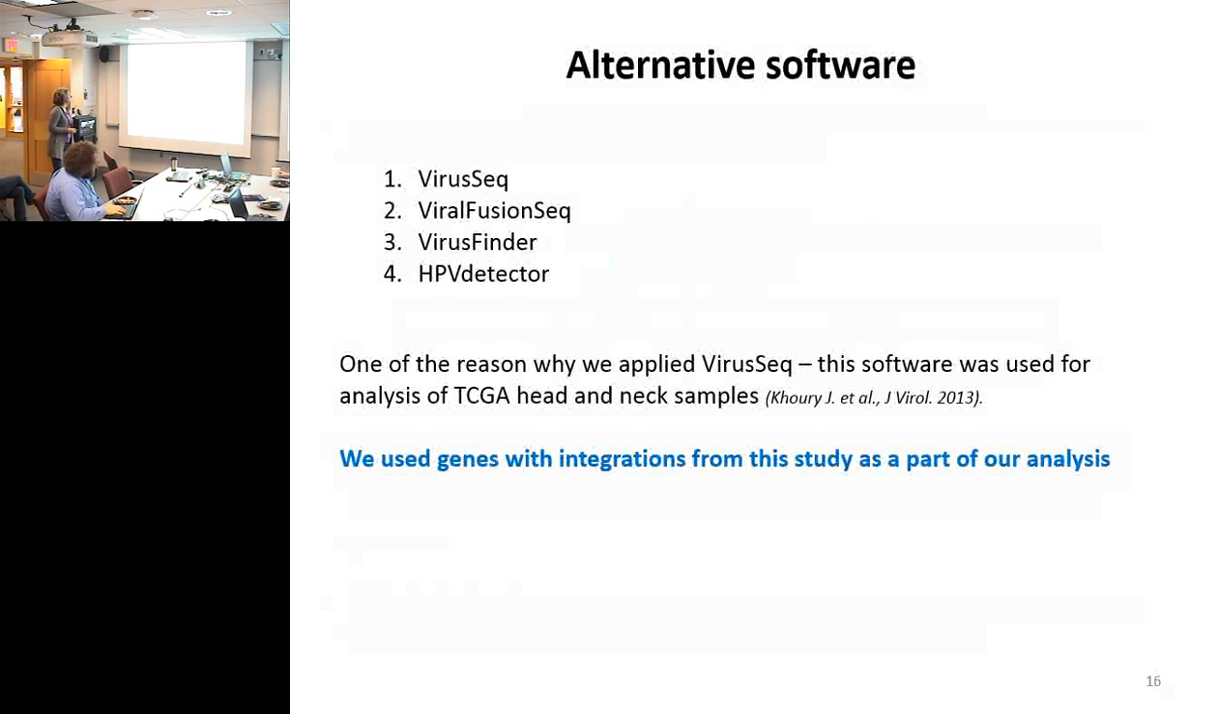Also, there are some alternative software tools for detection of virus integration in NGS data, and we considered some of them. For example, HPV detector didn't work. Virus finder is used for verification of integration in one sample. And the main reason why we used virus-seq is because the authors applied virus-seq for analysis of TCGA head and neck samples, and we used the findings from this study in our analysis. I mean, we used the genes with integration in our analysis.